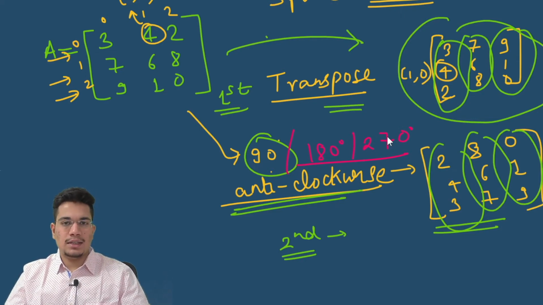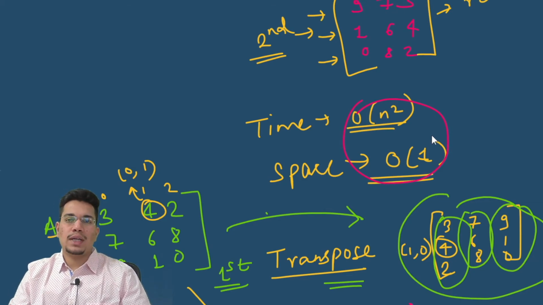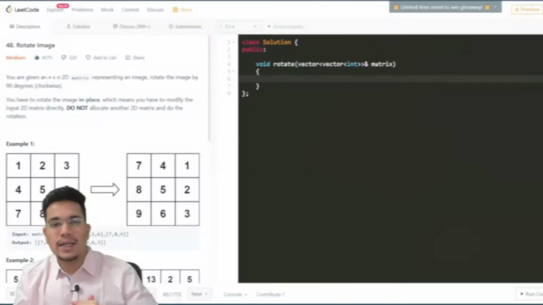So yeah, that's pretty much it about this explanation. This is the required space and time. So let's quickly move on to writing its code, which is going to be pretty simple in this case. Alright, so let's jump to the coding part now.